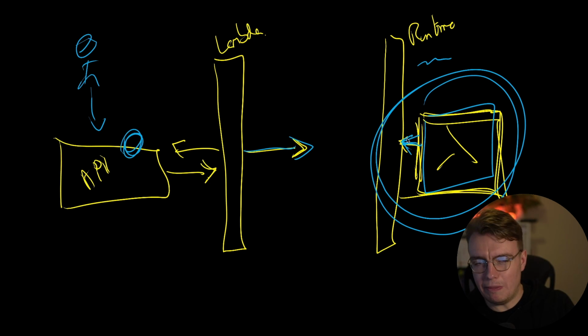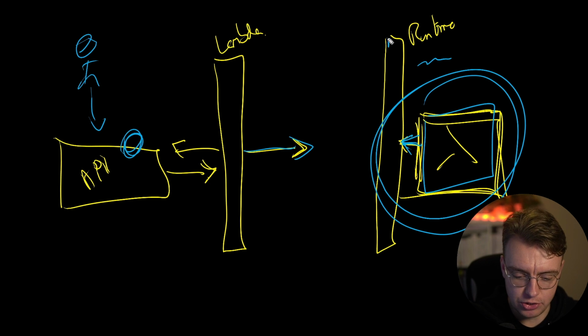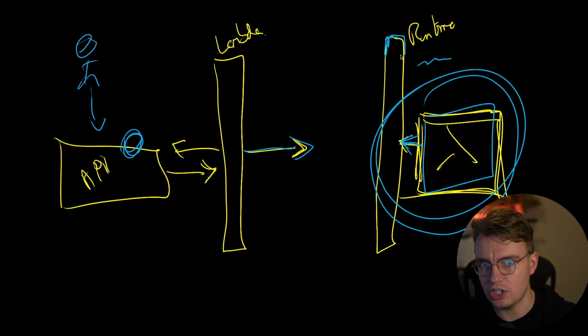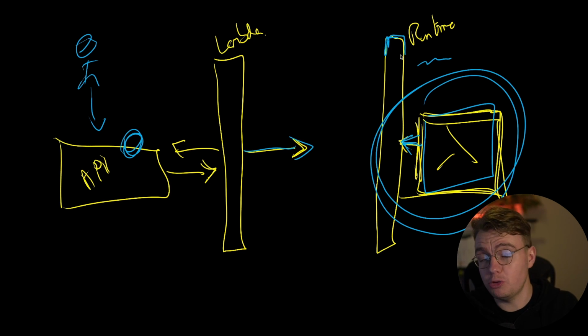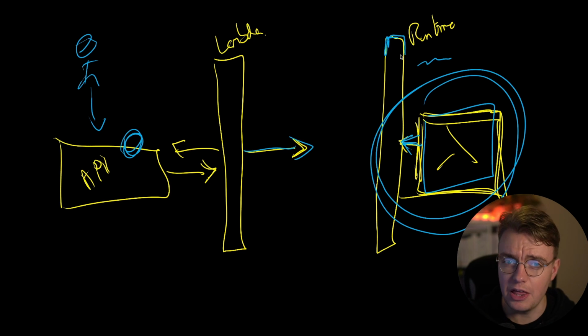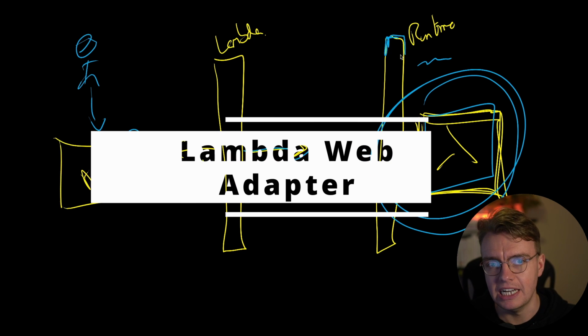So to run web applications on Lambda, all we need to do is actually poll this runtime API. And of course, there is already a tool out there you can use, and that's going to be the focus of this video. And that is the Lambda Web Adapter.